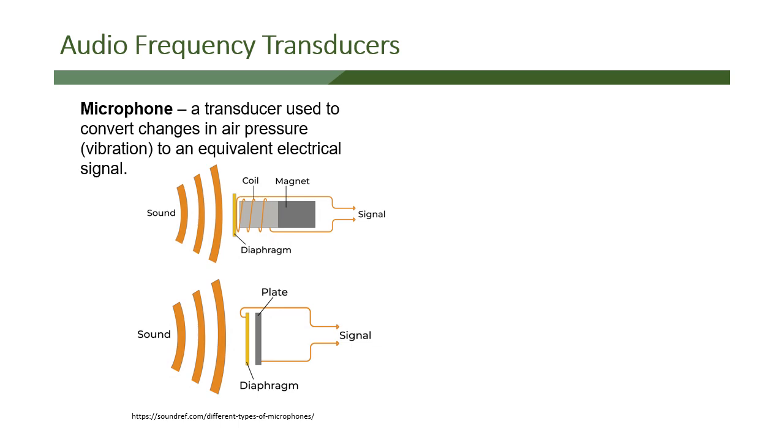So moving away from Morse code to some more complex signals, we have to use audio frequency transducers. The meaning of that word is really to convert one form of energy into another form of energy. So for a microphone, when we're talking into it, we're vibrating air molecules that are hitting some surface. The transducer is used to convert the changes in the air pressure from my voice or music, a vibration, to an equivalent electrical signal.